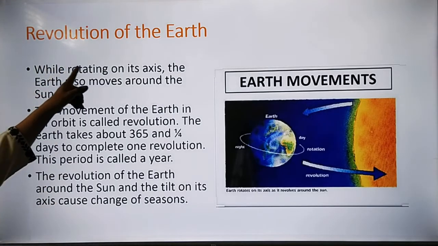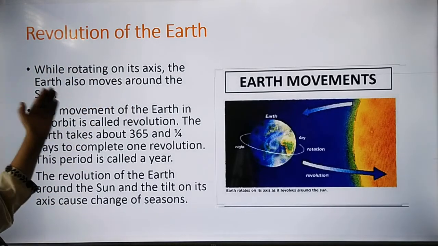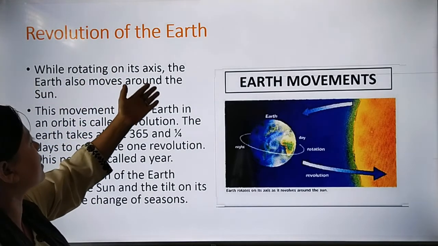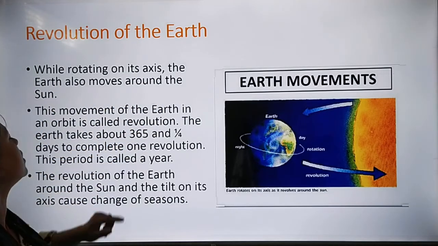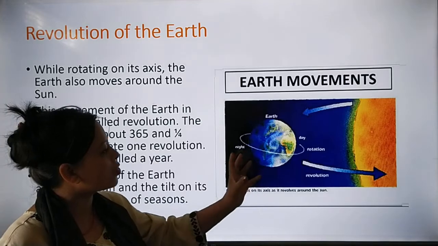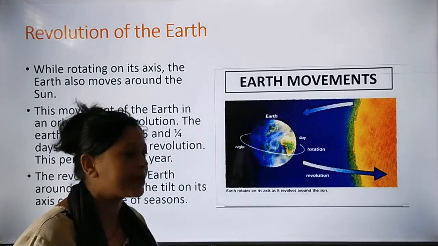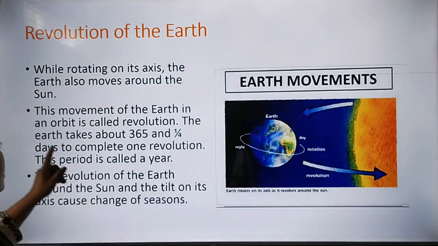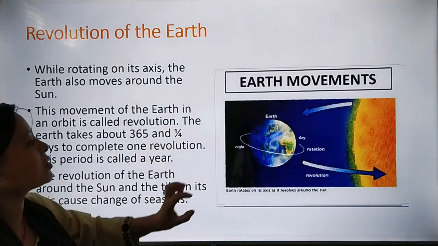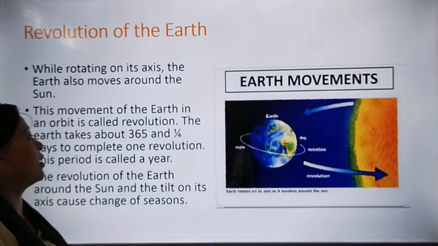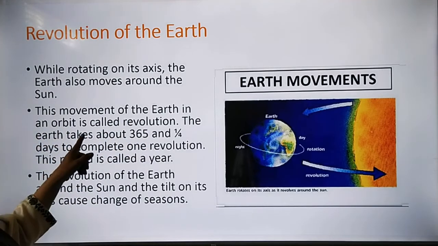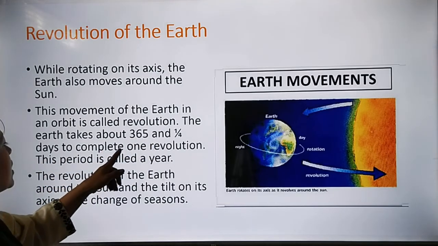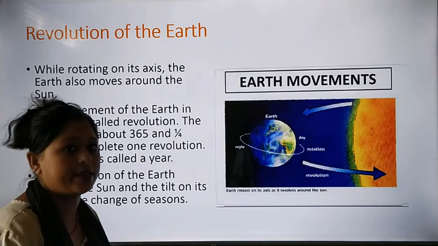Now, next is the revolution of the earth. The second movement of the earth is revolution. While rotating on its axis, the earth also moves around the sun. This movement around the sun, in an orbit, is called revolution. The earth takes about 365 and 1/4 days to complete one revolution. This period is called a year.